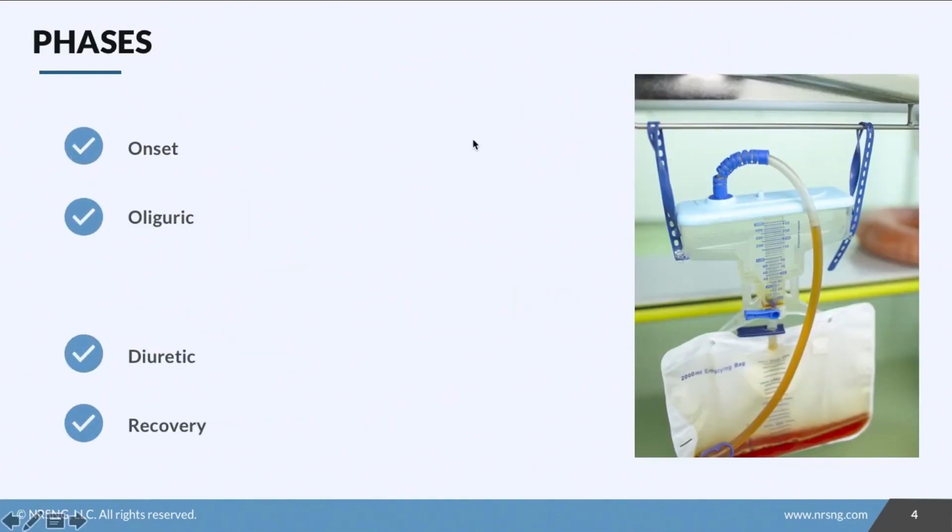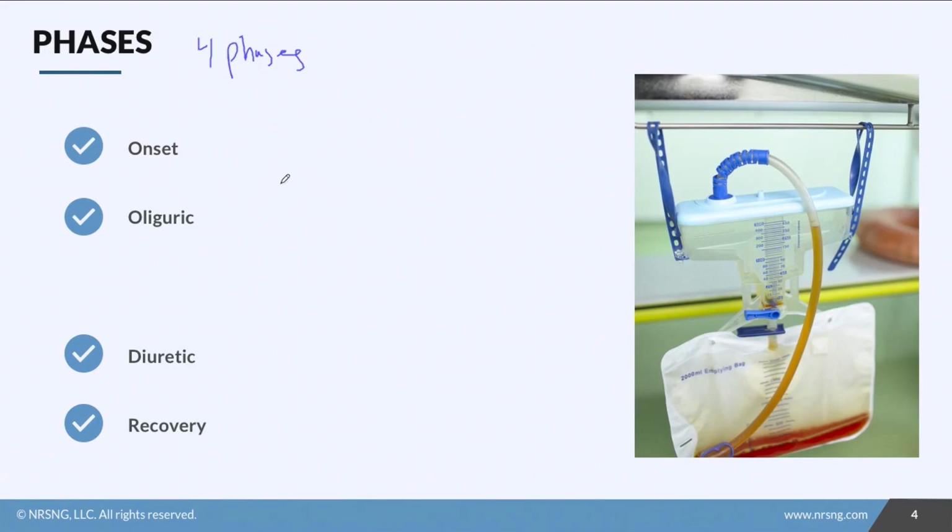Acute kidney injury really goes through 4 different phases. Now, you really want to try to catch this as early as you can to help prevent as much damage and prevent them progressing as much as we can.